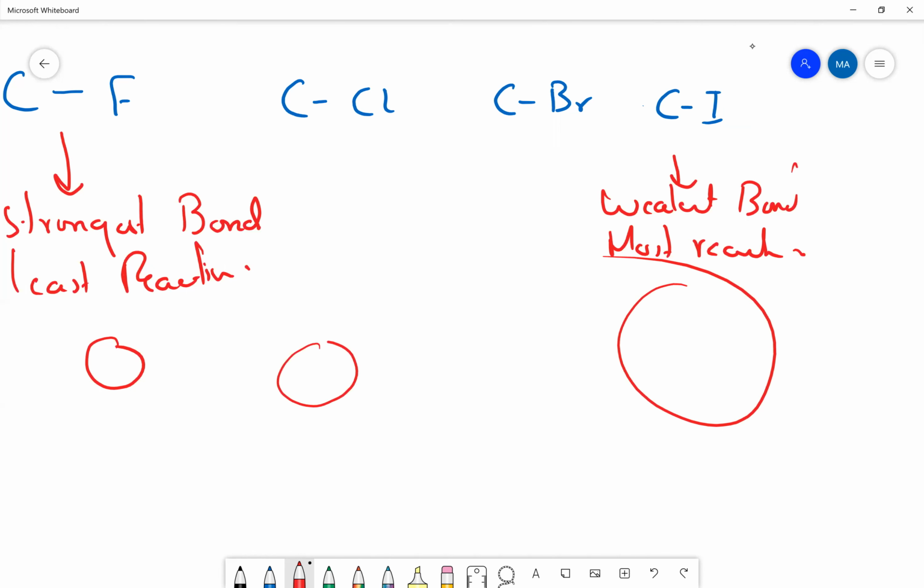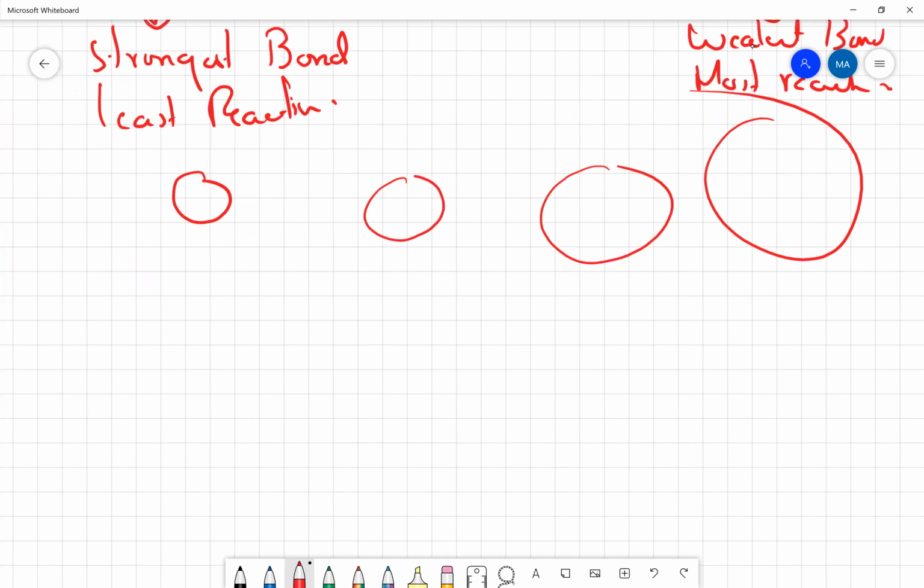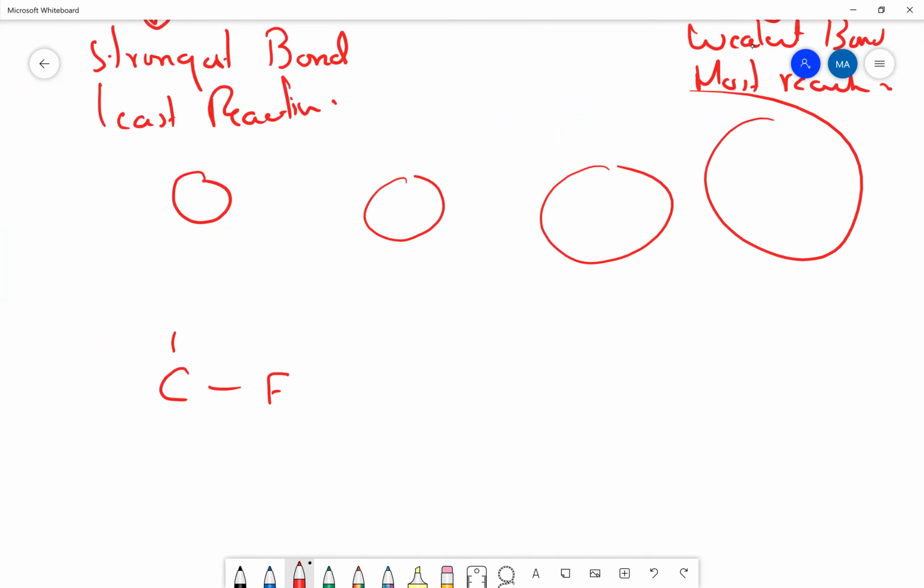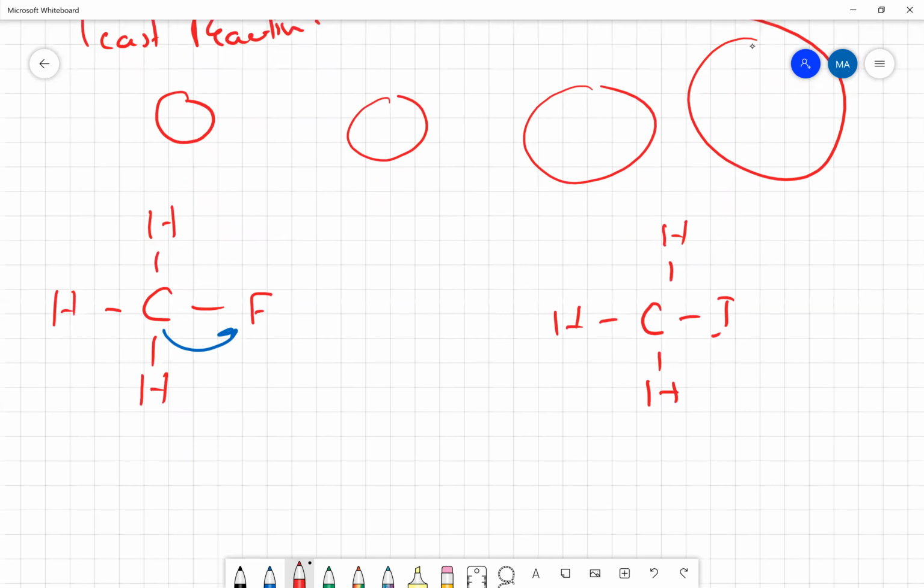And the radii tend to get bigger as you move from C-F to C-I. C-Cl and C-Br have these medium-sized atoms. So this is an example of a bond with CH3F. This bond is the strongest there. So this is why it's the least reactive. Similarly, if you look at a bond with iodine, this is an example. It is the weakest bond because C-I is the most reactive one.